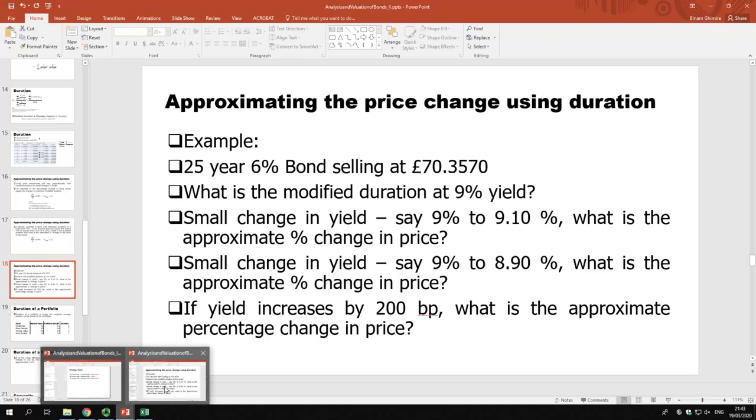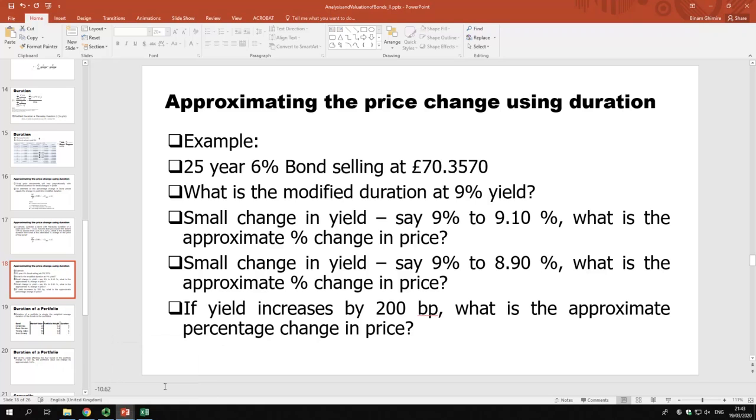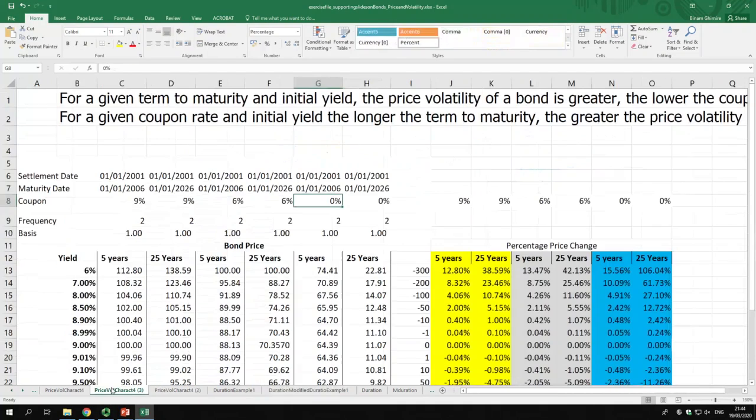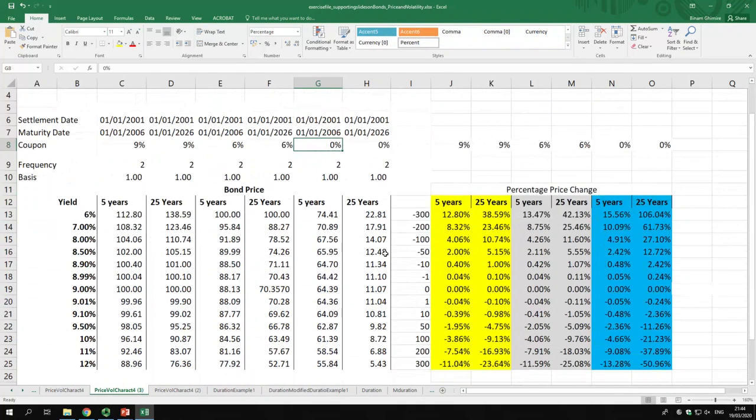Okay, for this bond, which is a 25-year 6% bond, what you can do now is see in the Excel file what has happened for this bond, which is 25 years, 6%, this is 70.3570, isn't it? So that's what we are talking about.